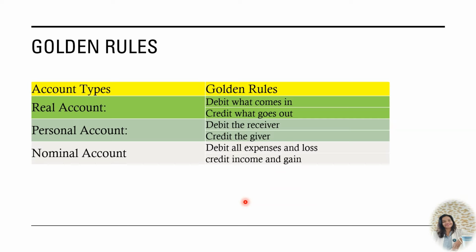But prior to that, we should know about the golden rules of accounting. We all know that there are three types of account: real account, personal account, and nominal account. And these are the golden rules for them.